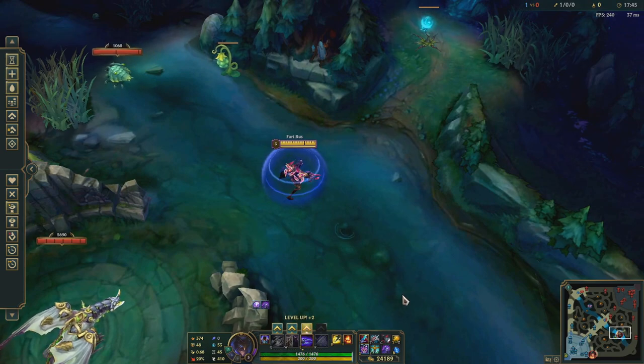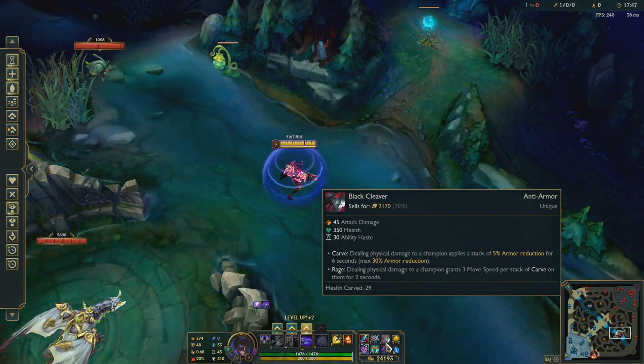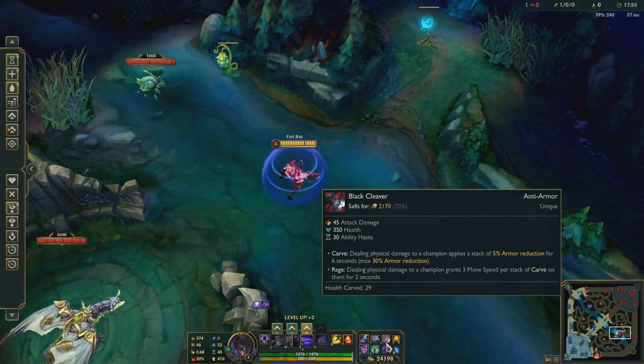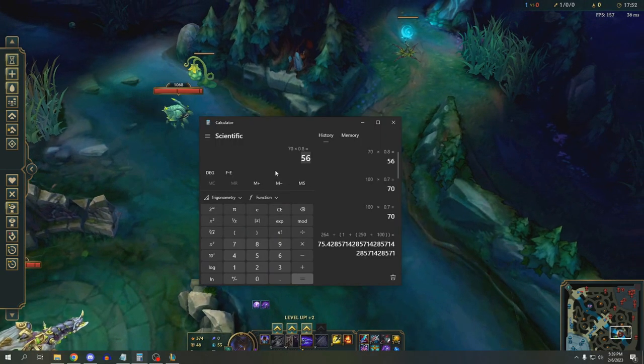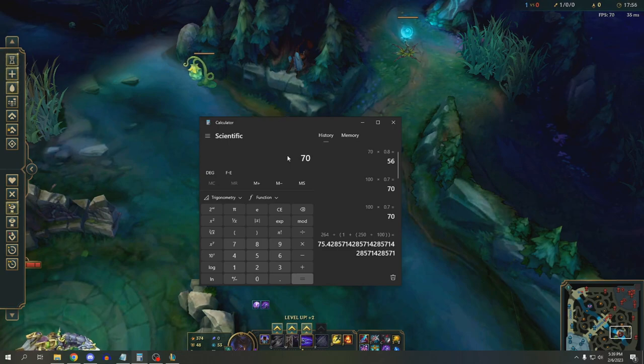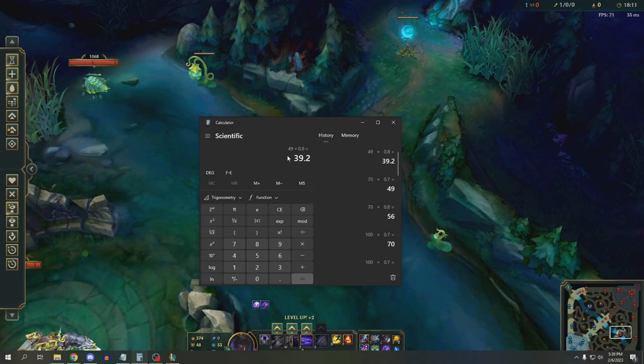So this even works for Black Cleaver, right? Let's say I stacked my Black Cleaver to its max. So a target now has 70 armor because I've reduced it by 30%. Then again, I multiply by 0.7 for my LDR item, and then by 0.8 for my Eclipse. And so after all these three items have been utilized, you have 39.2, right?